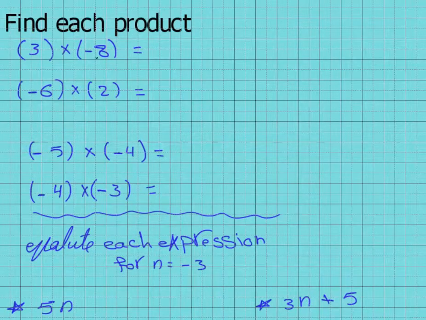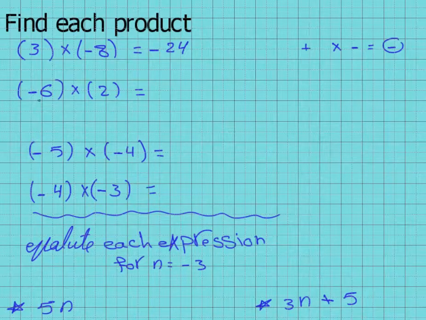Now find each product. One of the two numbers here is positive and the other is negative. The answer here is what? A negative number. Don't forget: if one of them is positive and the other is negative, the answer is negative. Here the answer is negative. 3 times 8 is 24.